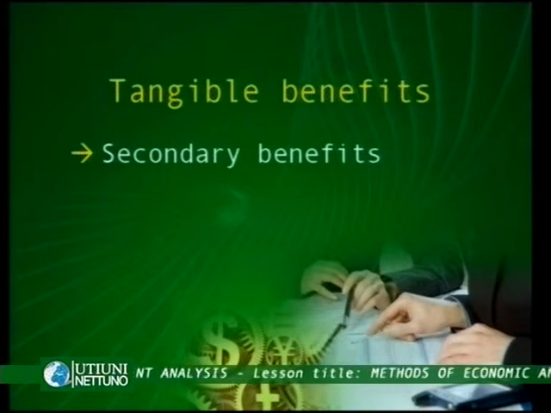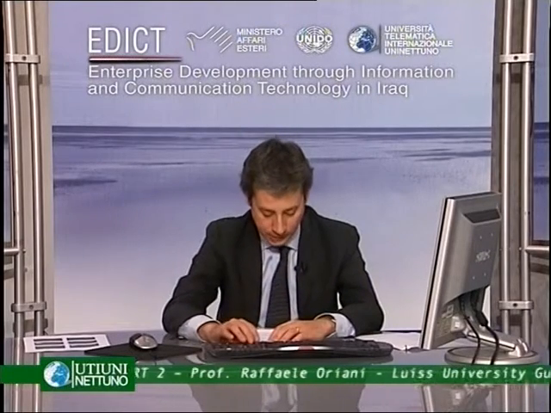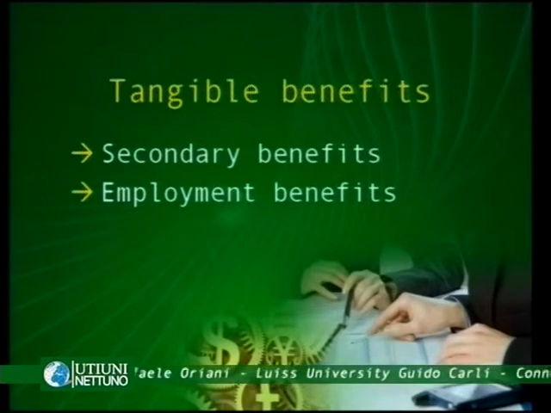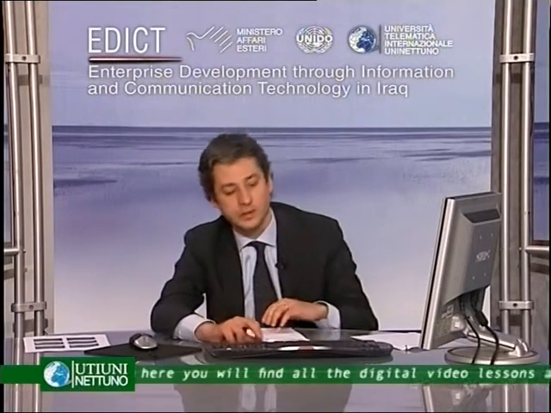Then you have secondary benefits that are related to externalities. So the impact that the technology can have on the development of a country, or the negative externalities that a project can have in terms of environmental concerns and so on. Then there are employment benefits that are related to reduction of unemployment and creation of new jobs, and so again we have a tangible benefit for a given national goal. And finally, you could have an increase in foreign exchange reserves if the country where the project should be implemented has a problem with this kind of issue.